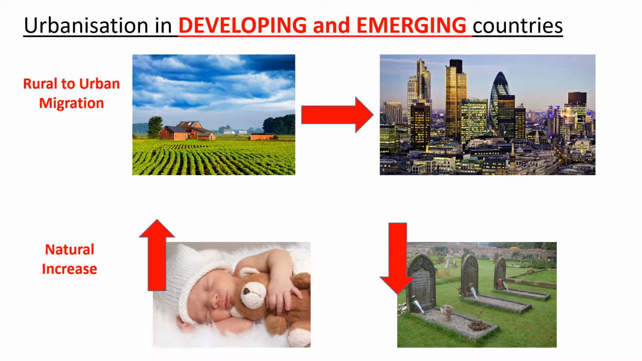Improvements in healthcare, maybe a lack of contraception, which means the birth rate goes up, or death rates go down. Child mortality goes down because fewer children are dying at a young age due to maybe preventable diseases through dirty water and things like that.